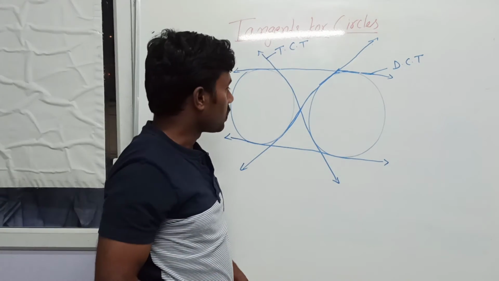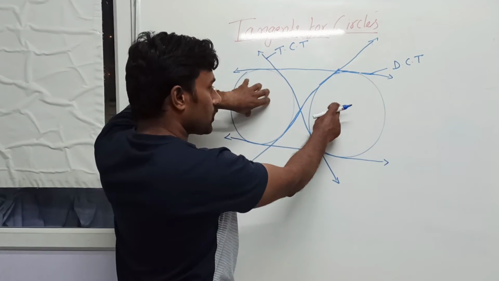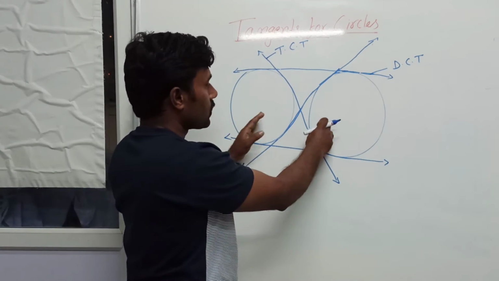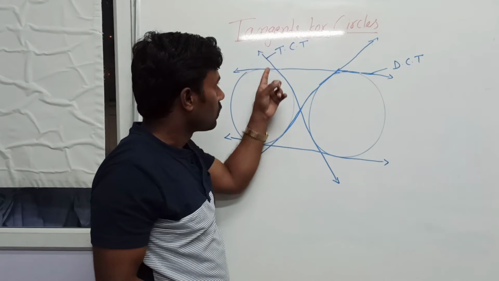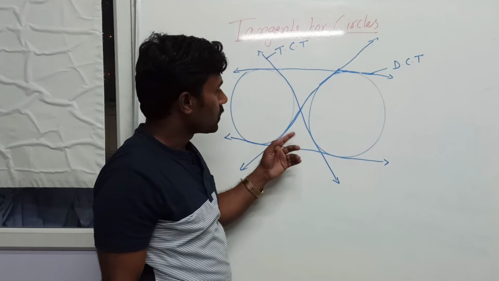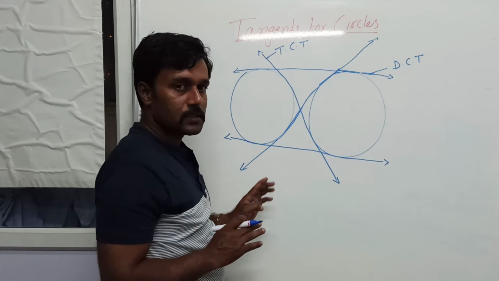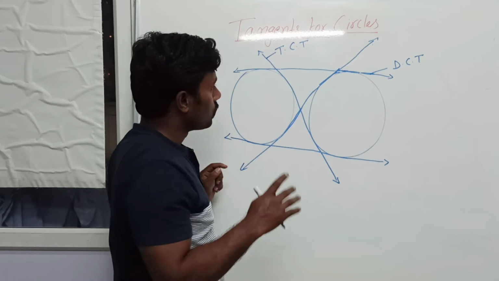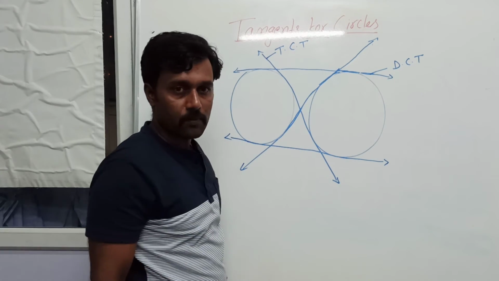The tangents for which the circles lie on the same side of the tangent are direct common tangents. And these two circles are touching these transverse common tangents on either side of it. So that kind of tangent is called a transverse common tangent. In a transverse common tangent, the circles touch on either side of the tangent. Okay, so this is how we have four common tangents. Among the four, two are direct common tangents and two are transverse common tangents.